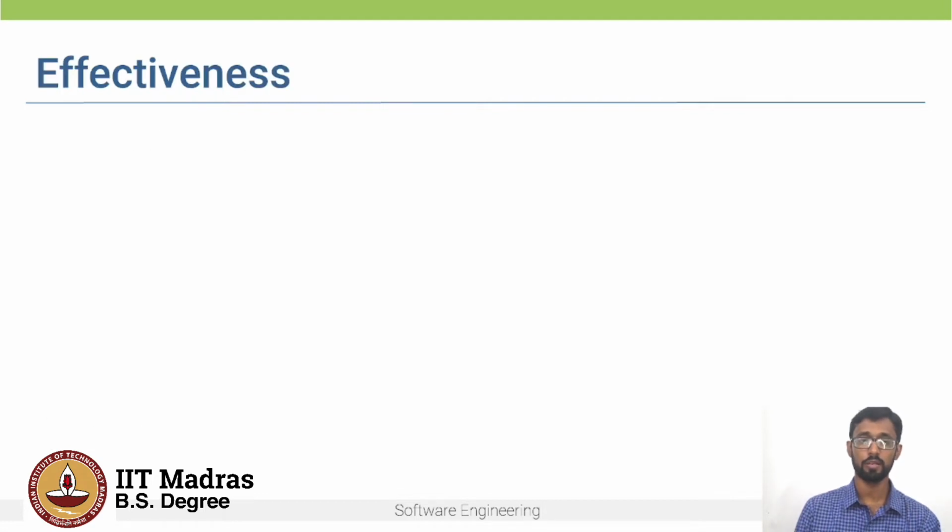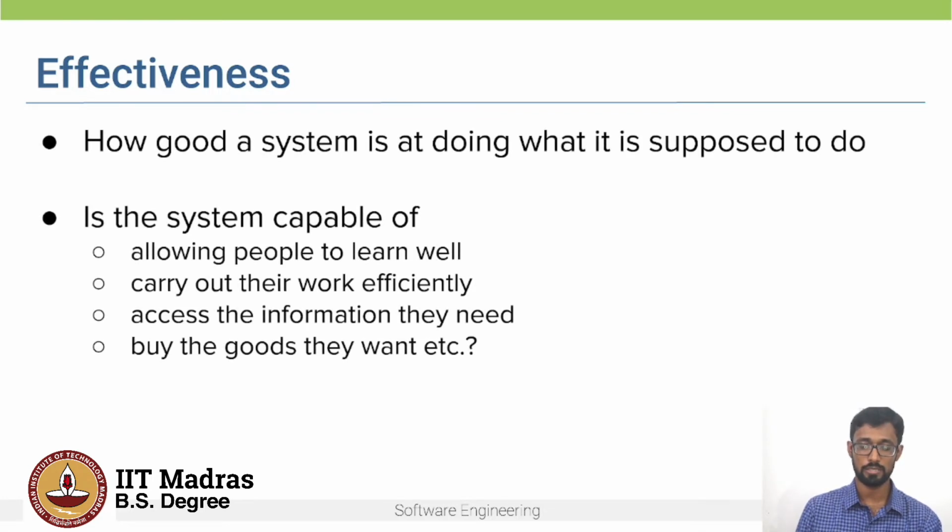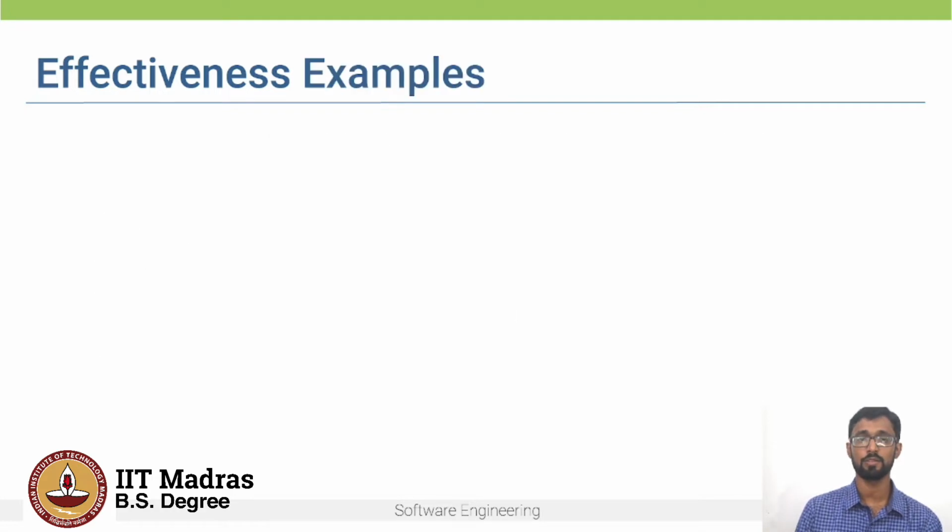The first usability goal is effectiveness. And this is a general goal which describes how good a system is at doing what it is supposed to do. So is the system capable of, let's say, allowing people to learn well, if it's a learning system, or helps people carry out their work efficiently, access the information they need, buy the goods they want, etc. And such effective systems are there all around us. So let's look at some examples.